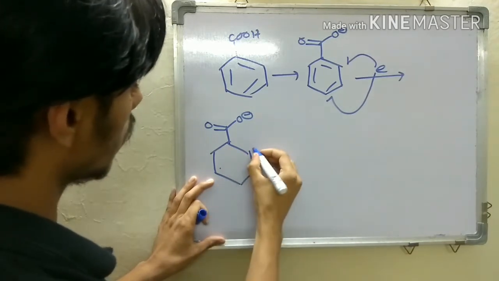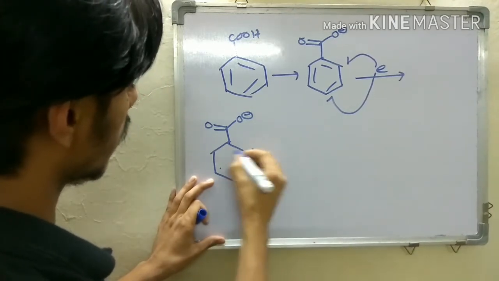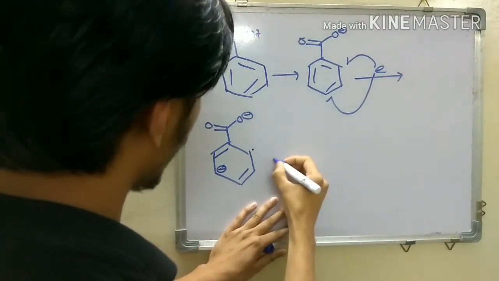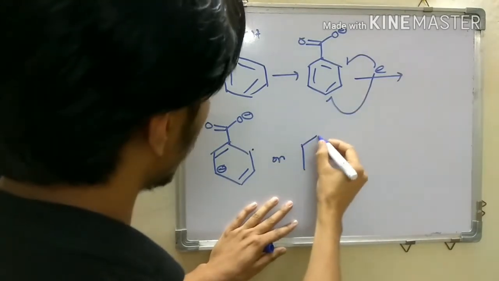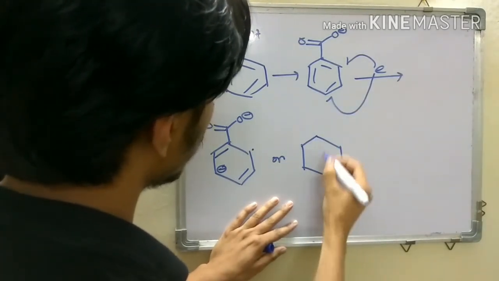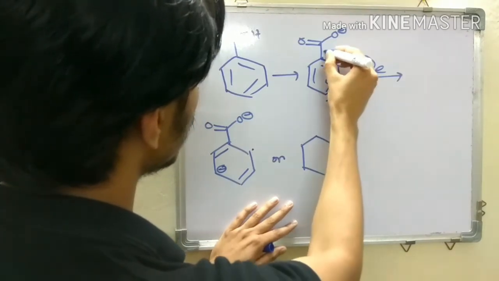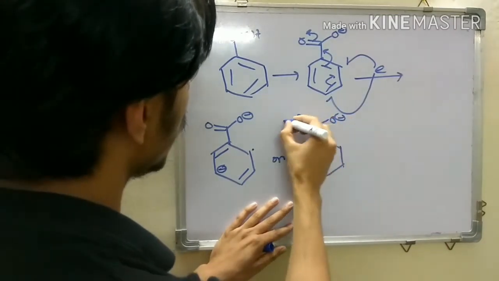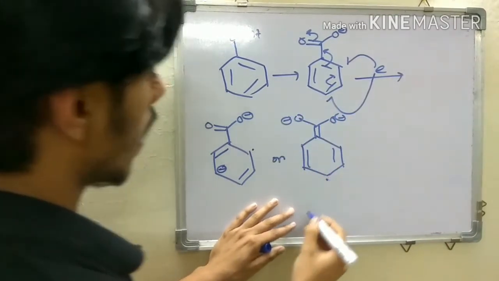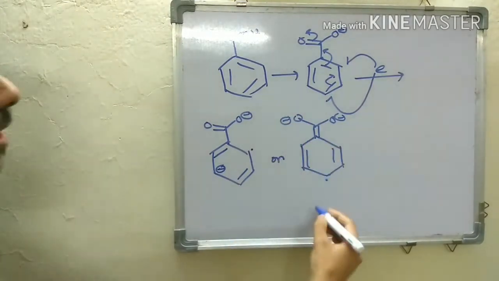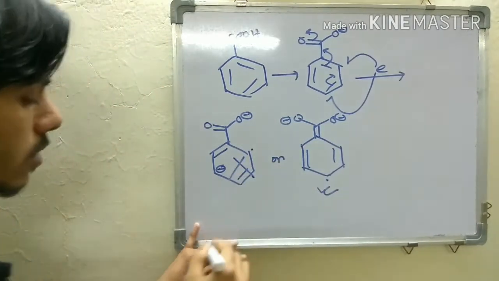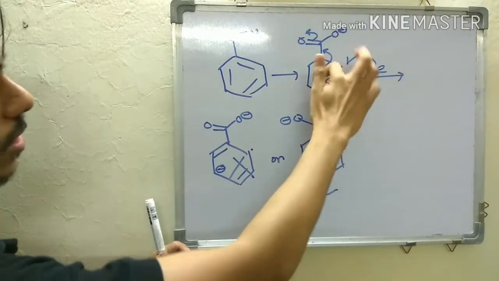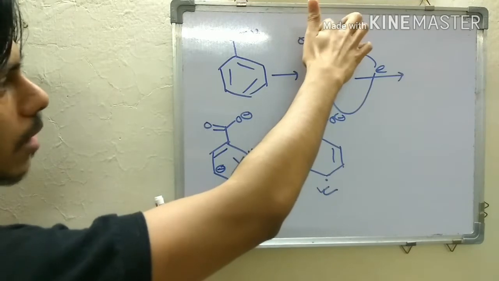So if you add an electron here, you will get this anion, and if you add an electron at the para position, it can be stabilized into the carbonyl group, so you get this. And obviously due to this stabilization, this pathway will be followed and not the other, so you will get this intermediate, because when the electron adds to the para position, it can be stabilized into the carboxylate group.